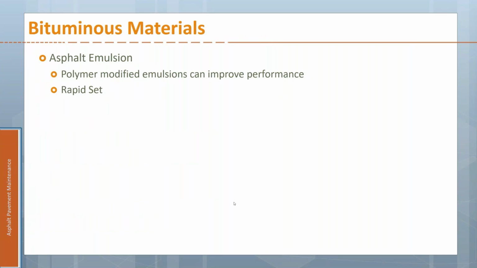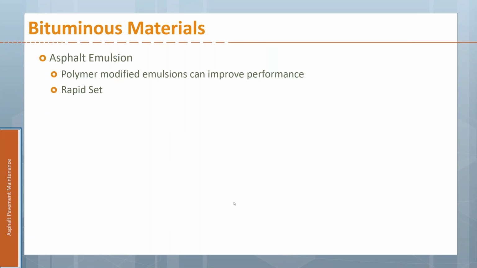And the materials, of course, we're going to need an asphalt emulsion. Polymer modified emulsions can be used to get better performance. We do want this to be a rapid set. We don't want this soaking down into the underlying texture of the roadway. We want this to stay on top, and we want those aggregates to drop in, and we want it to grab them real quick and set up right there.